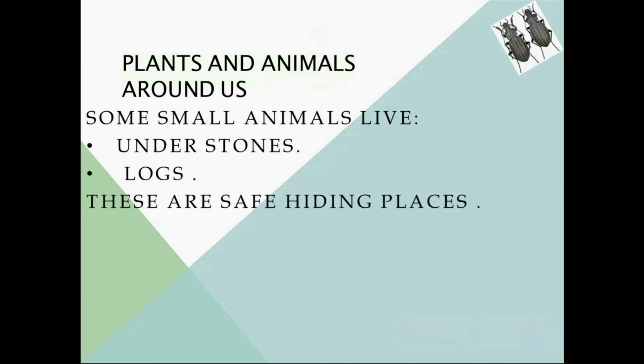There are some large animals which we can see around us, like cats, like dogs, even rats. So these all are big animals that we can see around us. But there are also some small animals who like to live under the stones or in the logs of wood. They live in those places because they want to protect themselves from getting harmed by any other bigger animal.